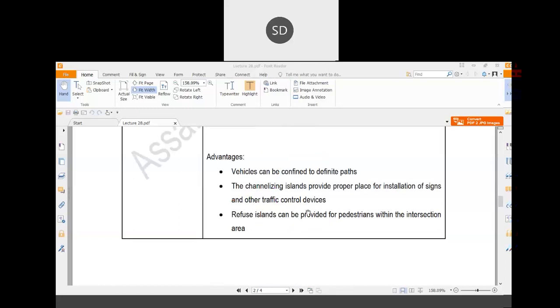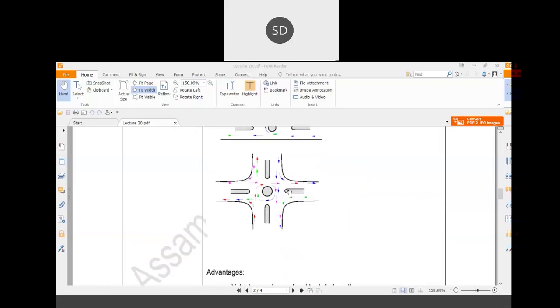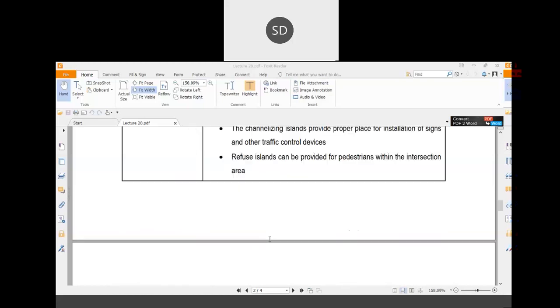And a refuge island can be provided for pedestrians within the intersection area. So basically in this traffic stream, a pedestrian who intends to cross a particular section of the road can initially cross this portion, take rest over there, and see the opportunity to cross the next portion. So basically that channelizing island could be used as a refuge for pedestrians.